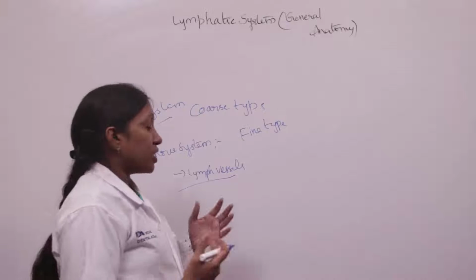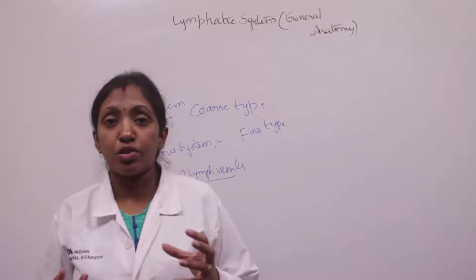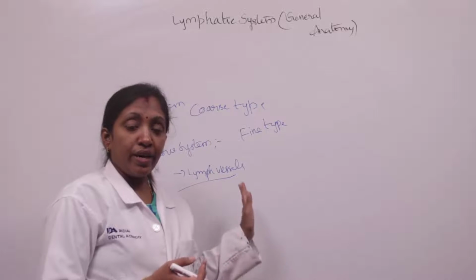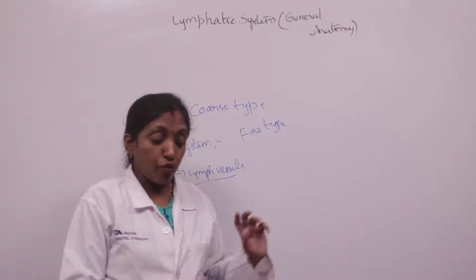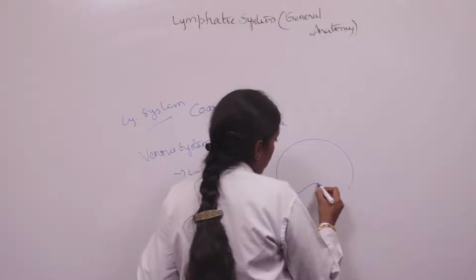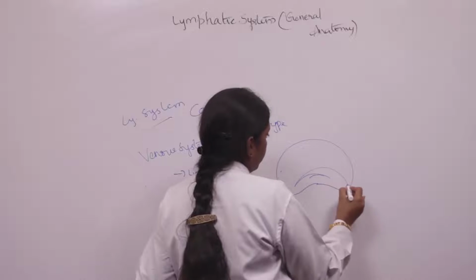So, what is the function of the lymph node? It filters the lymph. The afferent lymph vessels enter into the cortex of the lymph node. We know that the lymph node is a bean-shaped node, consisting of cortex and medulla.